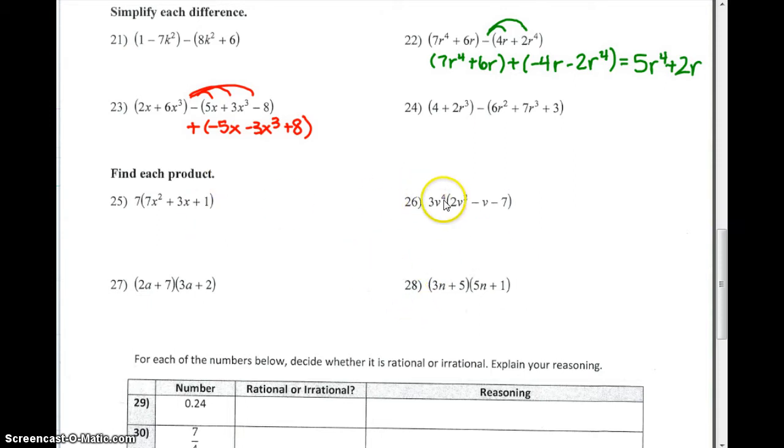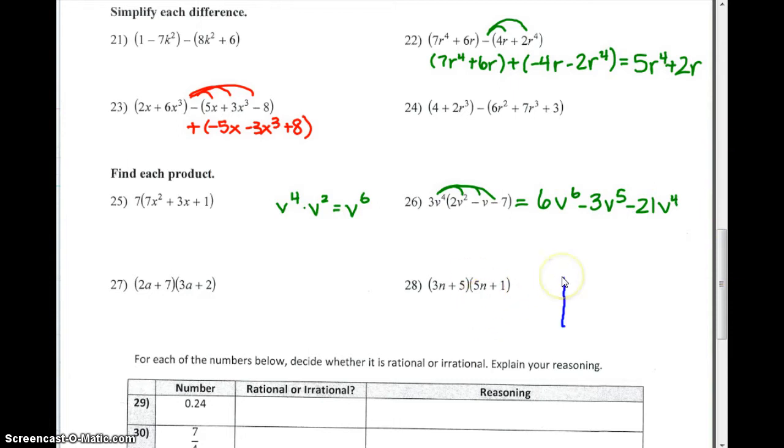Okay, just remember if you have a single term out here, you are going to multiply to every single term. So 3v to the 4th times 2v squared is 6v to the 6th. Okay, as a side note here, remember v to the 4th times v squared, we add our exponents and we get v to the 6th. Okay? So 6v to the 6th, and then negative v times 3v to the 4th is negative 3v to the 5th. Remember, there's a 1 on this v right here. And then negative 7 times 3v to the 4th is negative 21v to the 4th.